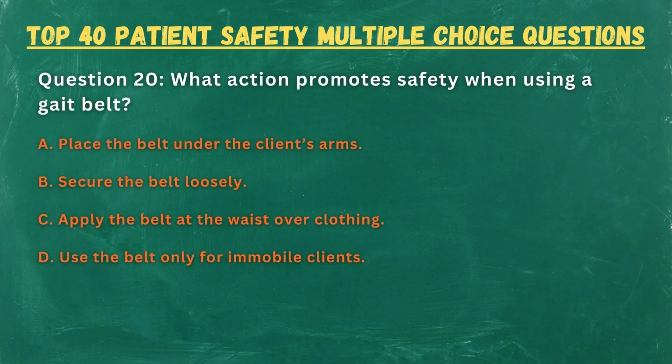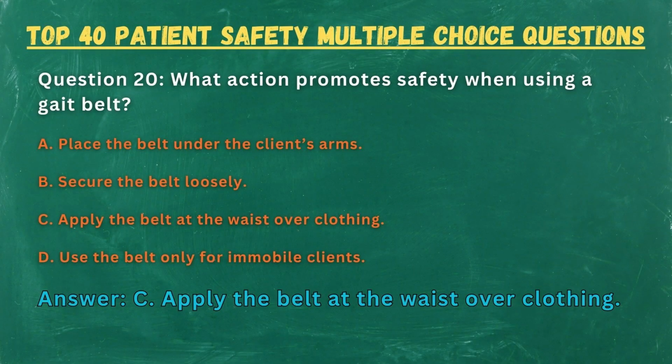Question 20. What action promotes safety when using a gait belt? A. Place the belt under the client's arms. B. Secure the belt loosely. C. Apply the belt at the waist over clothing. D. Use the belt only for immobile clients. Answer: C. Apply the belt at the waist over clothing.